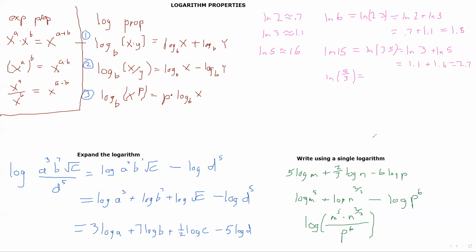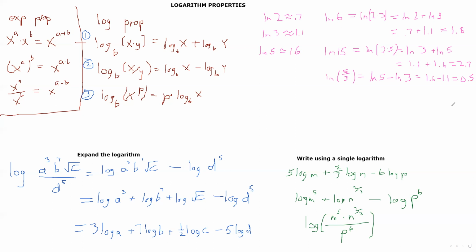This is actually very similar to the last question, kind of, sort of, except it's not 5 times 3, it's 5 divided by 3. So that looks an awful lot like this, doesn't it? Log property number 2. So let's write it as such. Let's say ln5 minus ln3, which is 1.6 minus 1.1, which is 0.5.